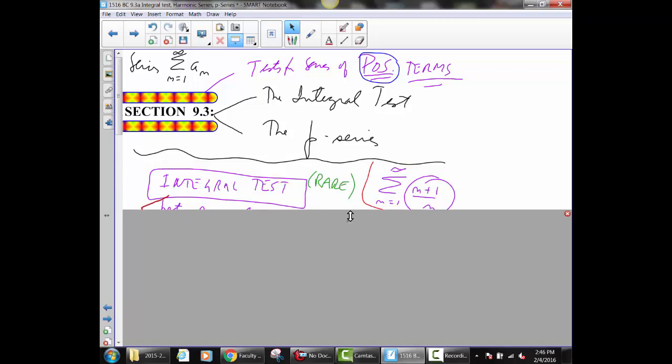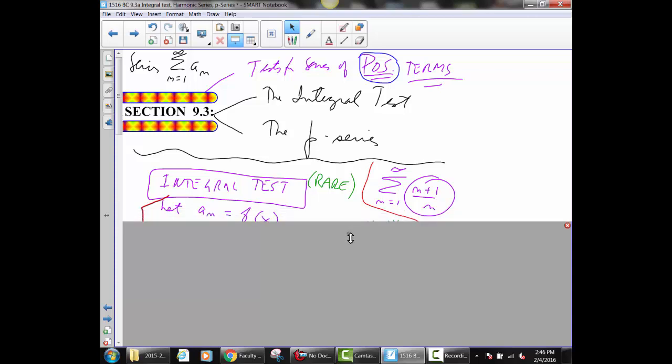It is a rare test. It's not an easy one. It's time consuming. And if you were given a choice, I would leave this one till the very, very end. But of course, there are times when they will say, if the integral test is used, blah, blah, blah.